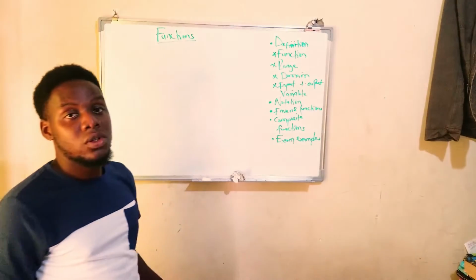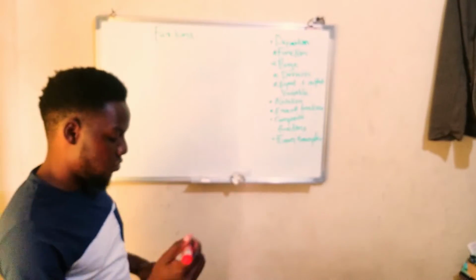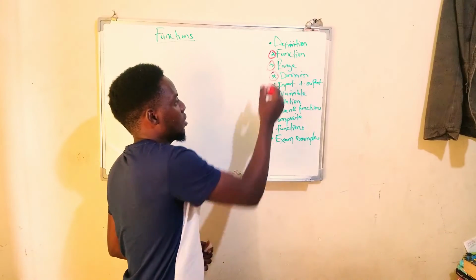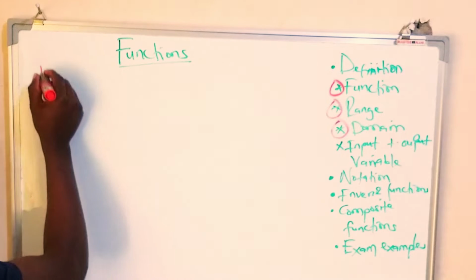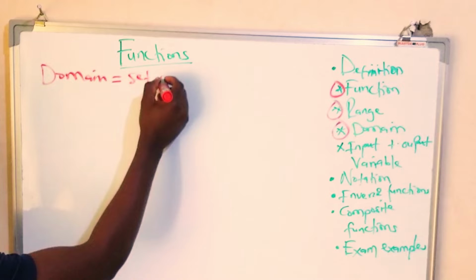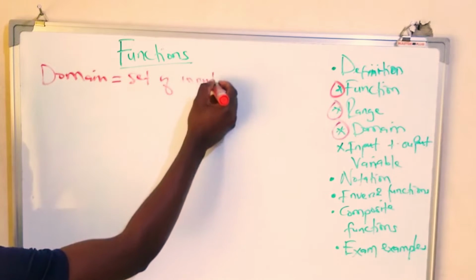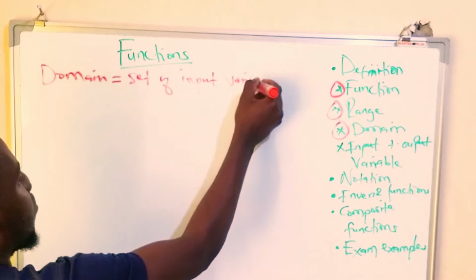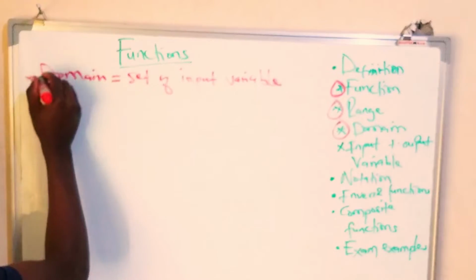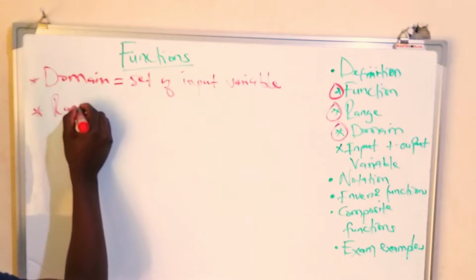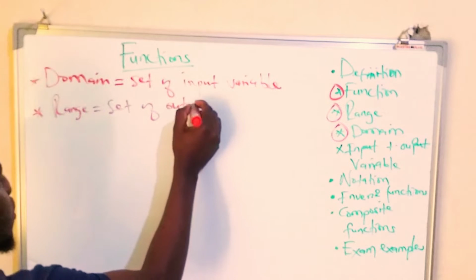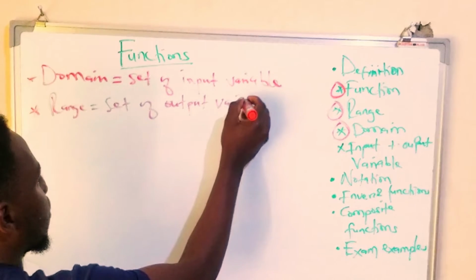Okay, now that we've talked about the definition of a function, we need to talk about the definition of the range as well as the domain. So the domain is actually a set of input variables. A set of input variables is what your domain is. Then your range is a set of output variables.